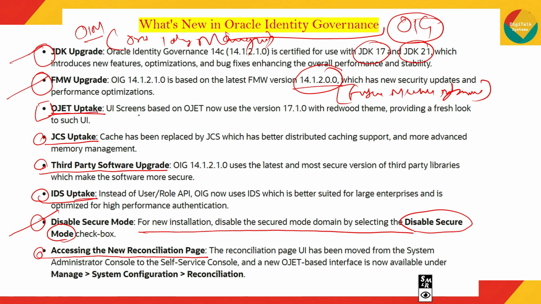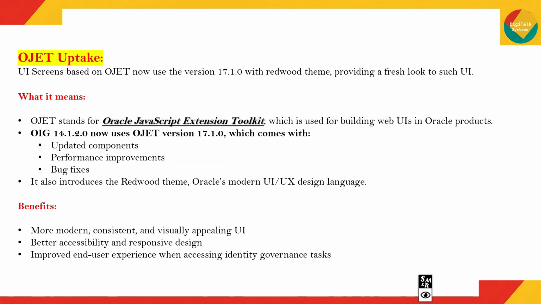So first, the OJET update. This is a UI screen based on OJET, now using version 17.1.0 with the Redwood theme, providing a fresh look to the UI. So this is specifically an enhancement in the user interface of OIM, completely a UI enhancement, nothing apart from that. Let me tell you what exactly it is. The UI screen is based on OJET, now version 17.1.0, with the Redwood theme providing a fresh look to the UI.